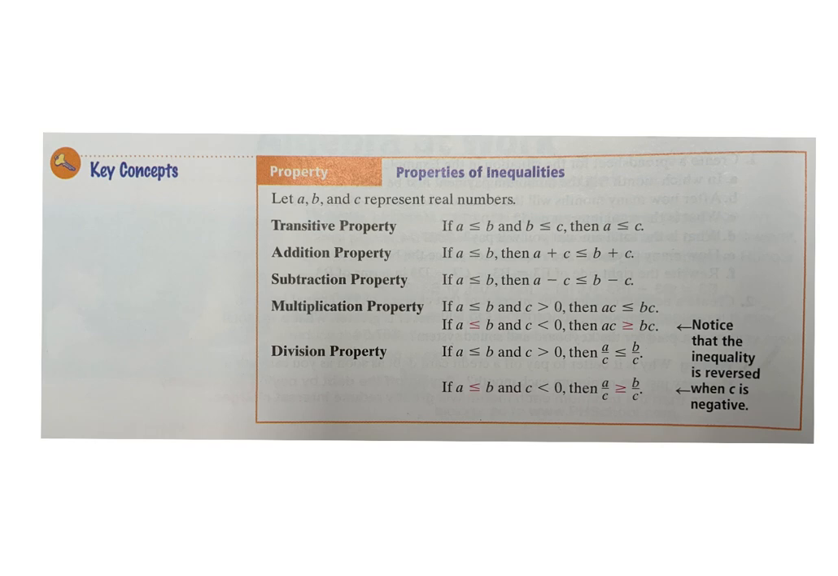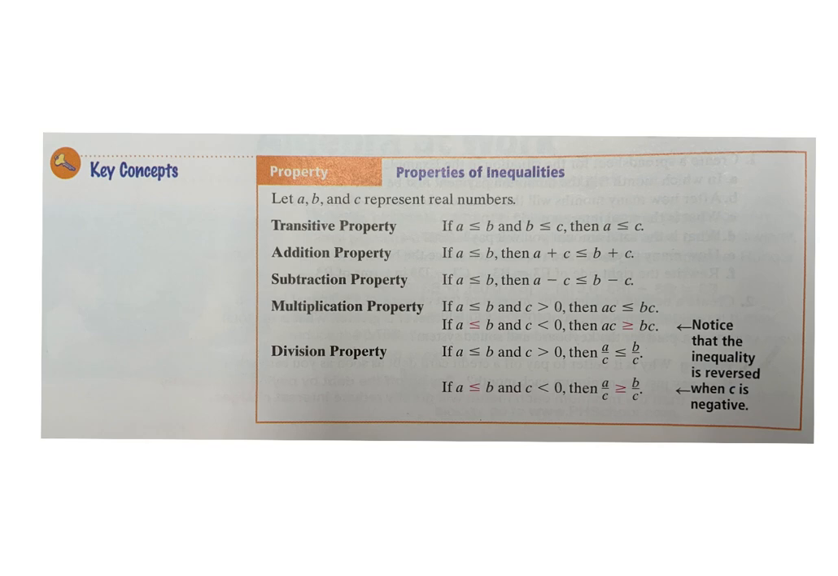Let's look at the properties that have to do with this. Now, these same properties were true for equations as well. Transitive property: if A is less than or equal to B and B is less than or equal to C, A is less than or equal to C. Addition, subtraction, multiplication, and division. For addition and subtraction, it's identical to an equality. You add or subtract the same thing to both sides. It does not change the inequality, all right?